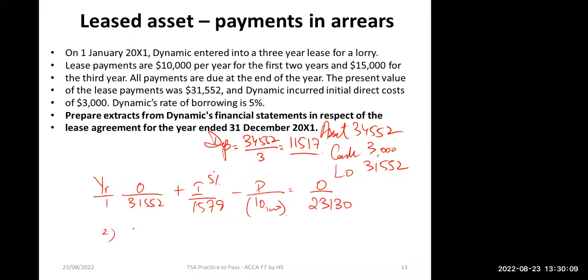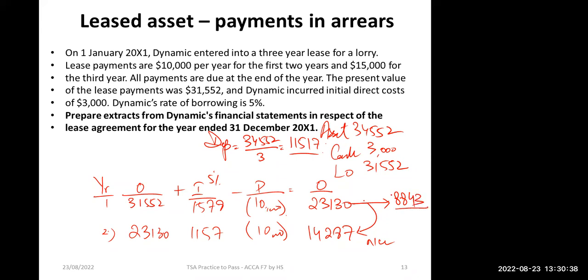We also need to make the second year table in order to calculate 1157. Very good. So this is my non-current liability. Current liability is the fourth. That's the current liability. Very good.